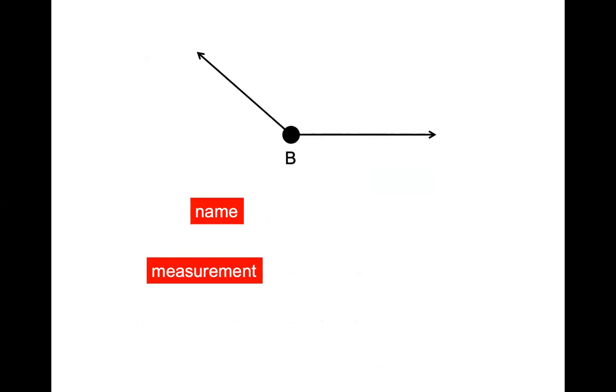The name you just did in box 2. What's the name of this angle? Angle B. You don't have to say the word angle symbol. When we talk about how big it is, you've got to pay attention.